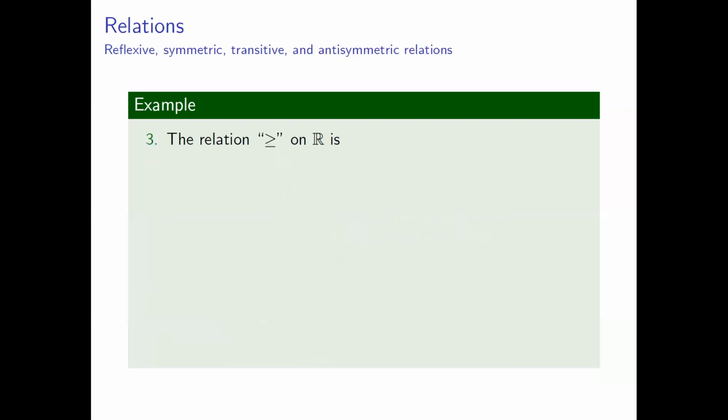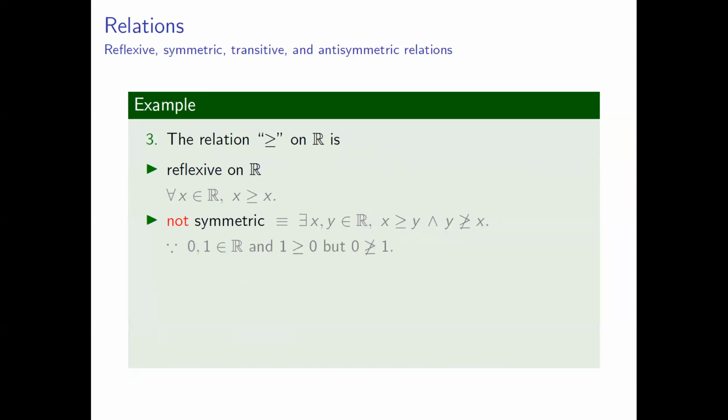The relation greater than or equal to on the set of real numbers is reflexive on R, since for any real number x, x is greater than or equal to x. It is not symmetric, that is, there exist real numbers x and y such that x is greater than or equal to y, but y is not greater than or equal to x. In particular, 1 is greater than or equal to 0, but 0 is not greater than or equal to 1.